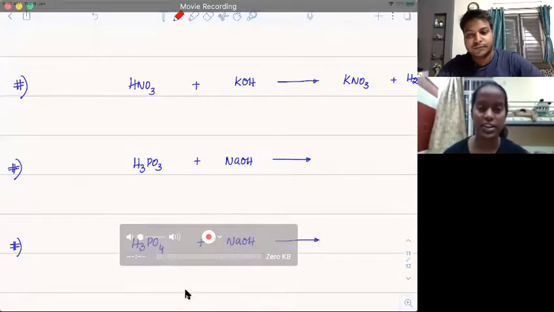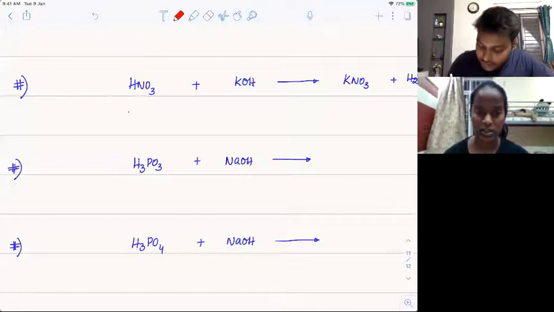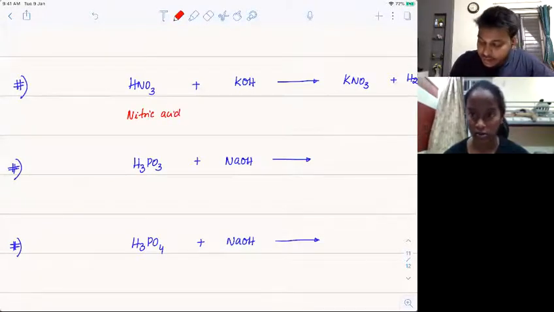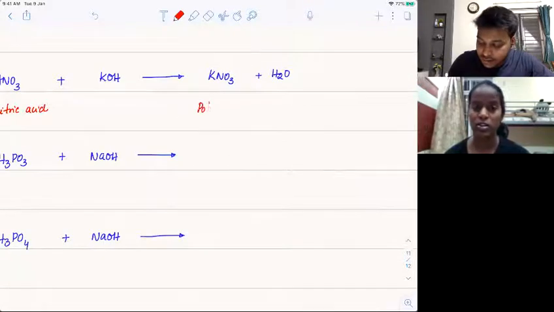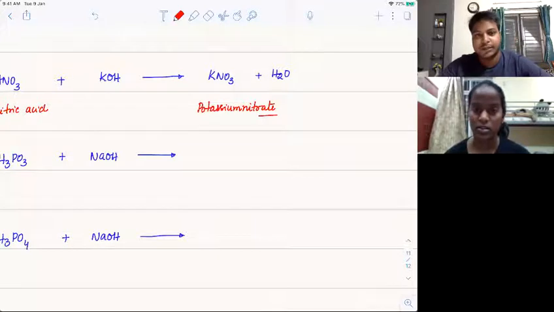HNO3 is nitric acid. Very good. It is nitric acid. And this is? Tell me. Potassium nitrate. It is an ic acid. Ic acid will end up with ate.